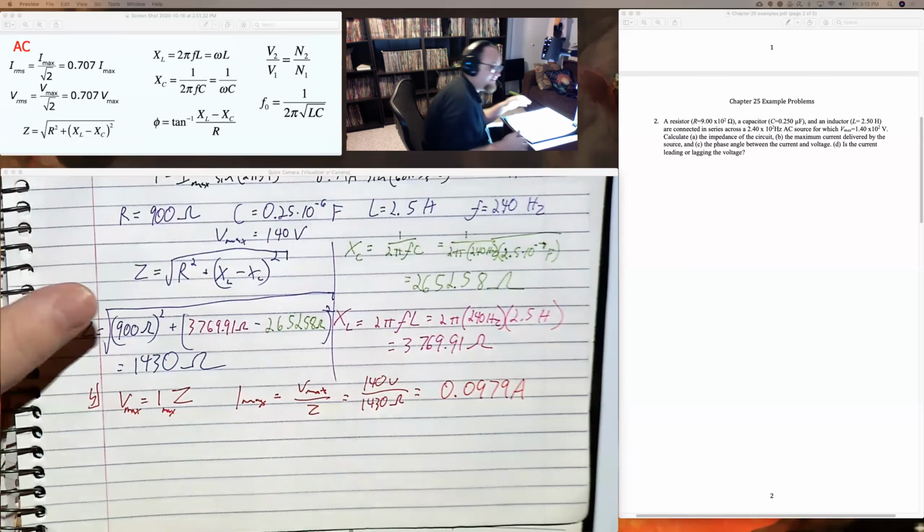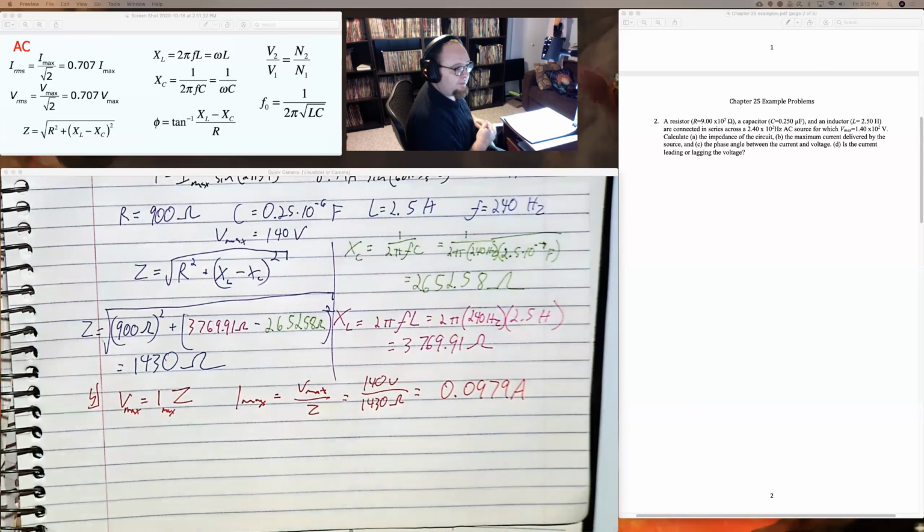0.0979 amps. C is the phase angle. Now the phase angle is a way to talk about how much the current lags or leads the voltage. And actually D is the current lagging or leading the voltage. So we're going to be getting there.